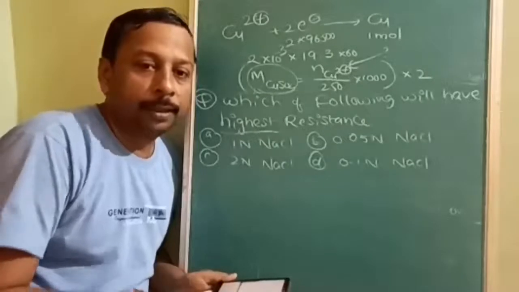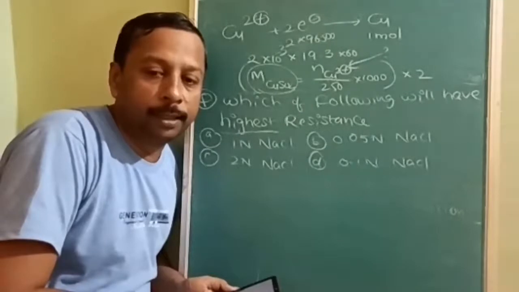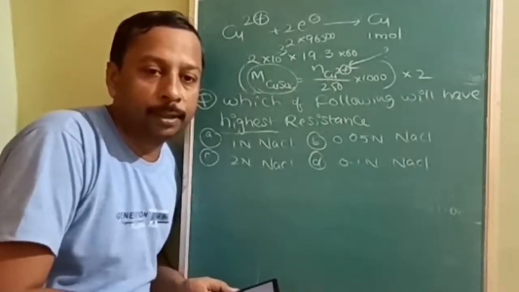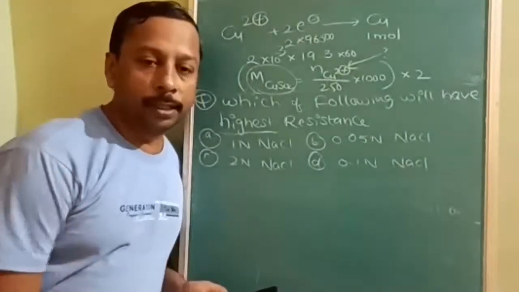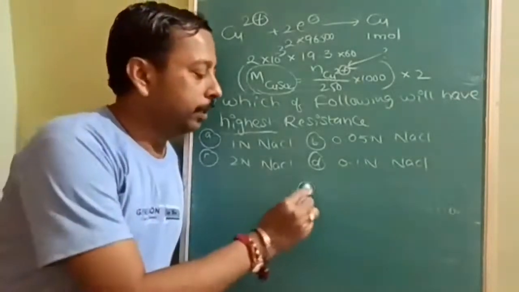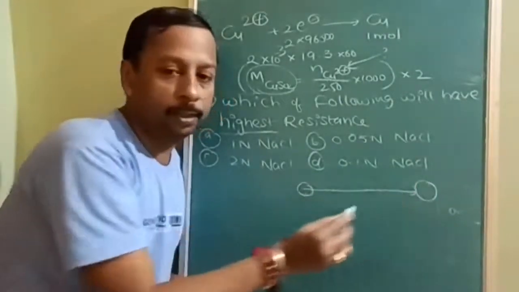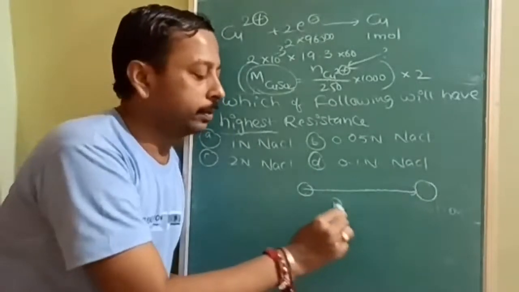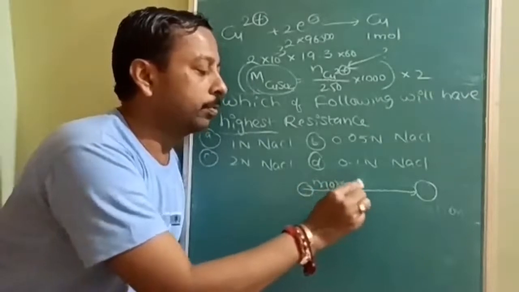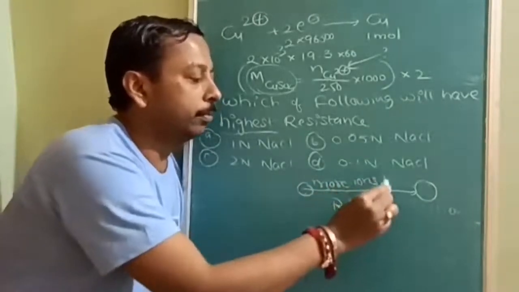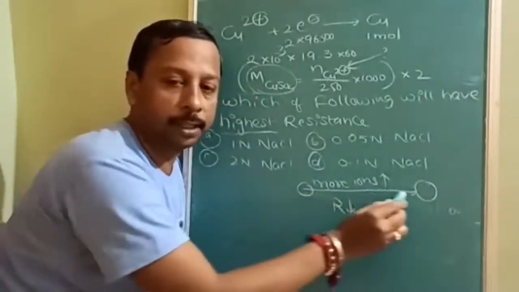See here, resistance means it is less conducting. Less conducting means fewer ions. Higher resistance. Resistance is reciprocal to conductance. If I am giving charge here and there are more carriers to transfer this charge from here to here, that means resistance is less. More carriers means more ions. If the number of ions is more, then we can easily transfer the charge.